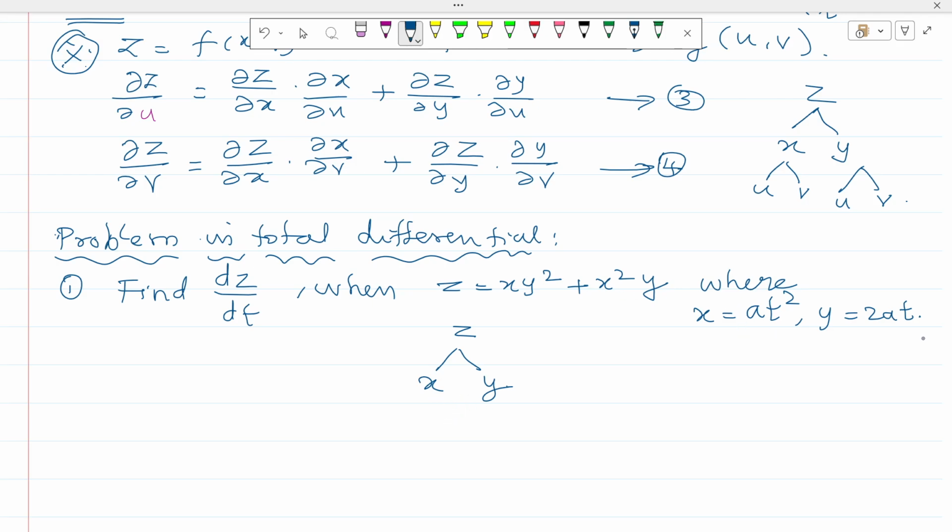X and Y is the function of t. See that, x and y is the function of t. Is it clear? Everyone is joining or not?